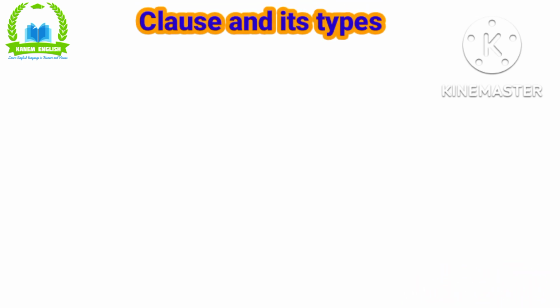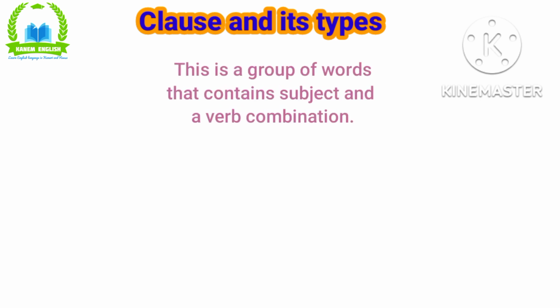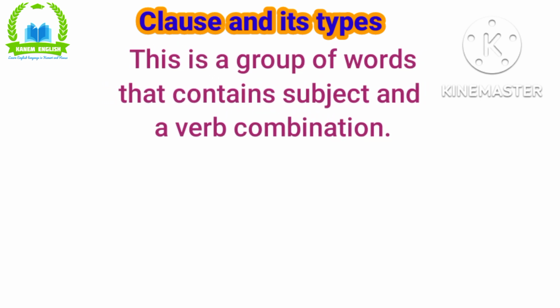As I promised in the previous lesson, where I treated the preparation before learning the clauses, in this topic today we are going to look at the clause and its types. First, what is a clause? A clause is a group of words that contains a subject and a verb combination. For example, if you say "I saw him," the clause has the subject and a verb. So in "I saw him," I is the subject and saw is the verb. Therefore, this is a clause.